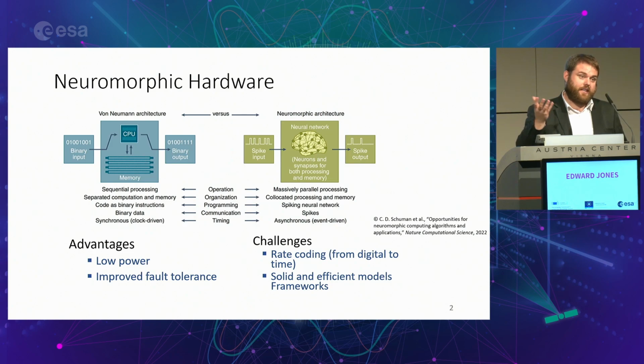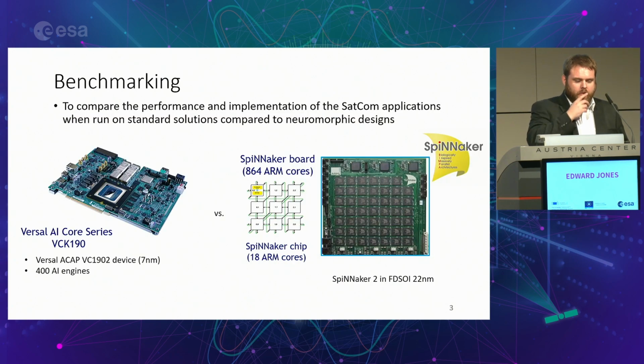There's the hardware and the algorithms. As an example, in the project that I'm describing here, we compared two platforms. We've got the Versal AI Core series, which is an FPGA, a field programmable gate array. This is very low-level configurable hardware.